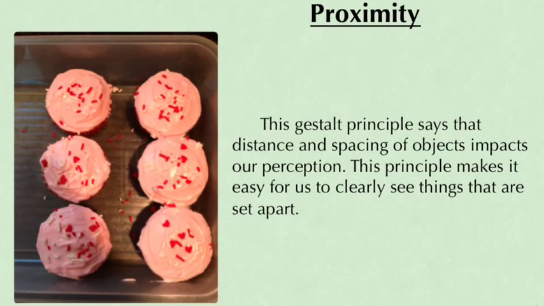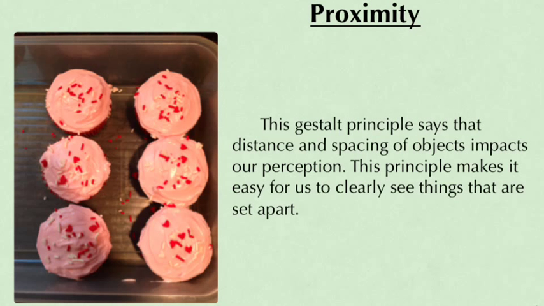Another Gestalt principle is called proximity. This principle says that distance or spacing impacts our perception. This principle can help us clearly see things that are set apart. In this example, the cupcakes placed in the container make it easier to see columns instead of rows because of how they are spaced.